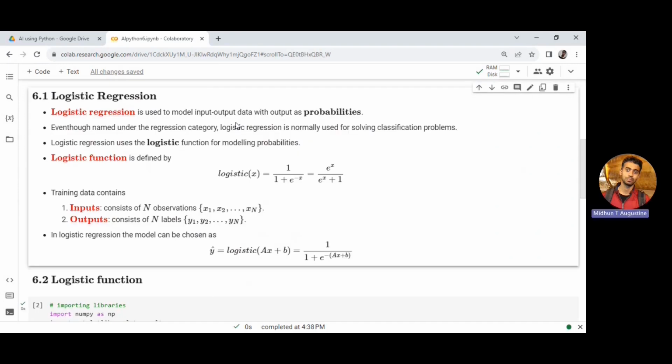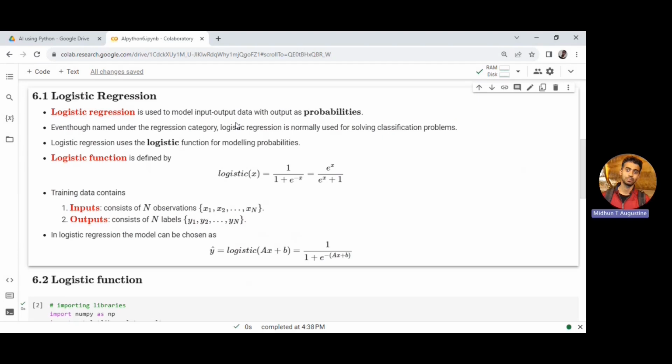In logistic regression, the output data can take a value between 0 and 1 and it normally characterizes the probability. We normally use logistic regression to find the probability of the input being in a particular category, and it is used to find a model that can answer a yes or no type problem, or a binary classification problem. Therefore, even though logistic regression is named under the group of regression, it is normally used for solving classification problems.